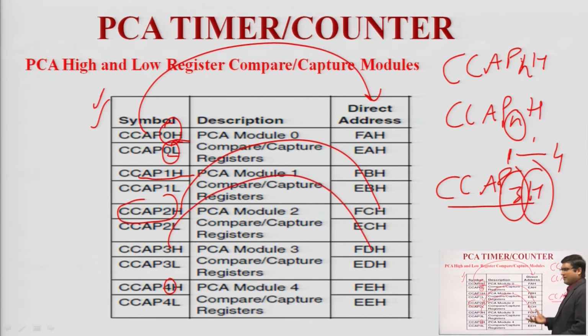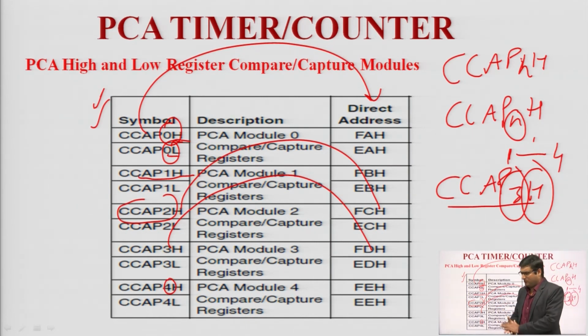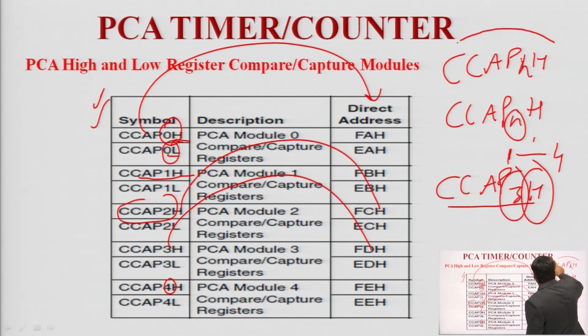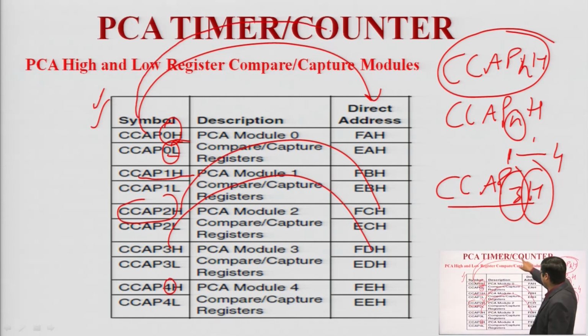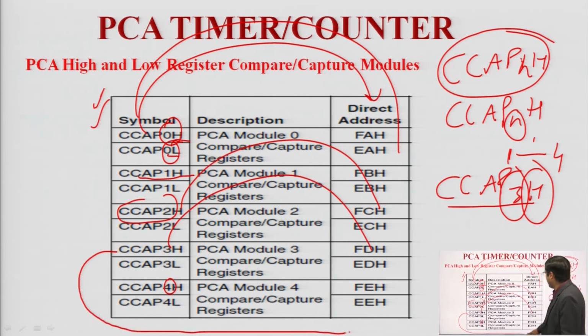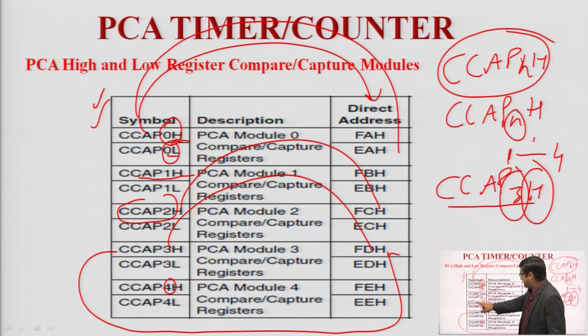So basically what is a direct address? When we are doing timer mode operations, there are some values at particular points. These values are stored in particular registers, at a particular address. So each register has some associated address with it. So CCAP2H has the address FCH associated with it, then ECH, etc.